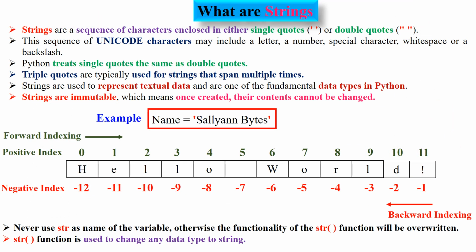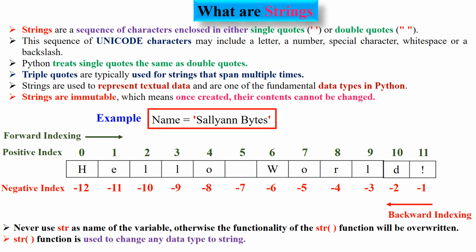Strings are a sequence of characters enclosed in either single quotes or double quotes. This sequence of Unicode characters may include a letter, a number, a special character, white space, or a backslash. Python treats single quotes the same as double quotes. Triple quotes are typically used for strings that span multiple lines. Strings are used to represent textual data and are one of the fundamental data types in Python. Strings are immutable, which means once created, their contents cannot be changed.